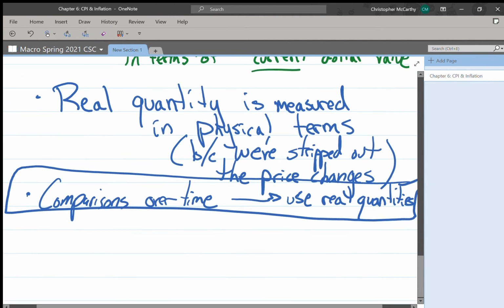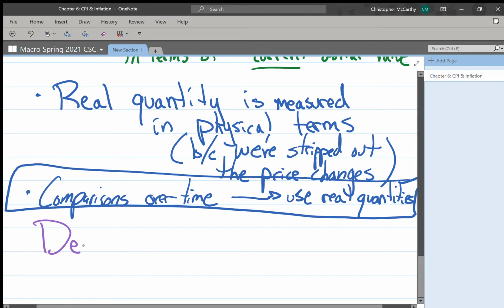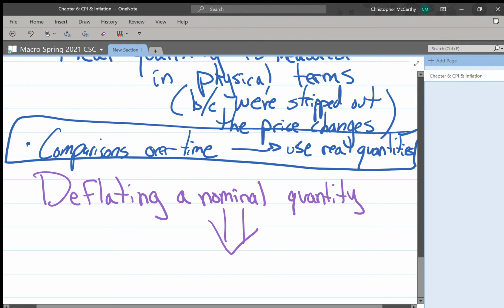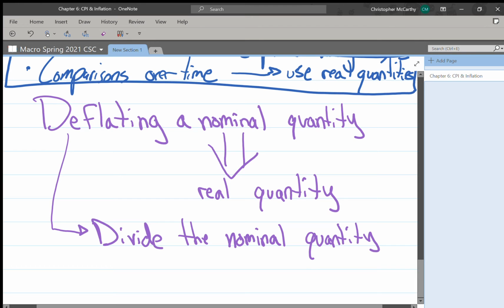Well, how do we get to real quantities? There's a process that we use called deflating. Deflating a nominal quantity will convert that to a real quantity. So how do we do that in exact terms? We're going to divide the nominal quantity by its price index. So let's go ahead and do an example.